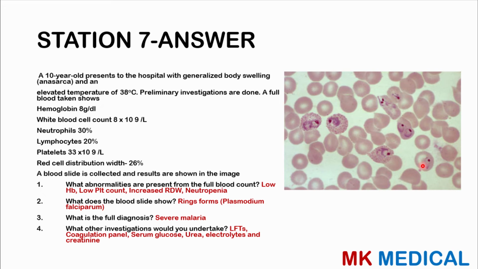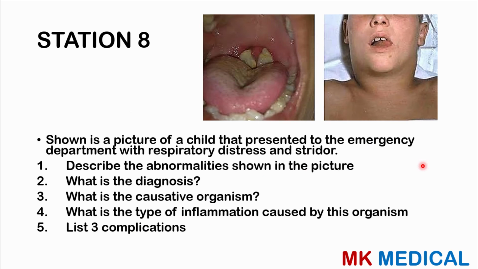Then what other investigations would you undertake? Liver function test, because the thrombocytopenia, the ascites, the generalized edema, may be as a result of liver issues, or just to check the functioning of the liver. You would also want to do a coagulation panel because these platelets are very low, so this child is at risk of having spontaneous hemorrhages, is at risk of having disseminated intravascular coagulation. Also serum glucose, because hypoglycemia is a complication of severe malaria. Urea, electrolytes, and creatinine to check the functioning of the kidneys.